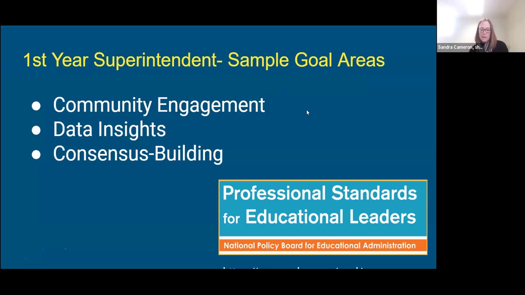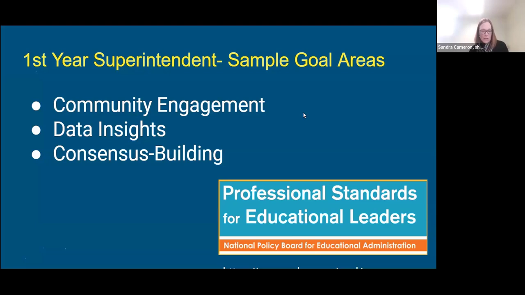The board could also make the superintendent's entry plan, which is often the first 100 days as a superintendent, the basis for the first evaluation, and then ask questions such as, how did that transition plan go? Were they able to accomplish it? What did they learn from that? Are they able to now set reasonable goals for the next year based on reflection of that first 100 days?